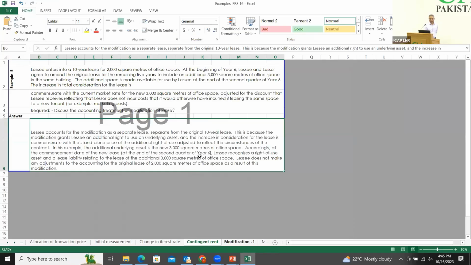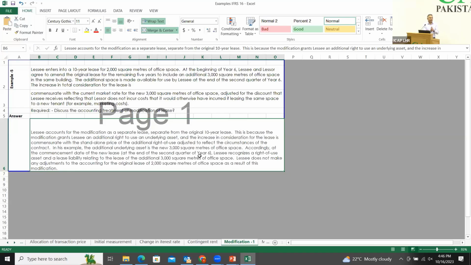So here we have the modification. Lessee enters into 10-year lease for 2,000 square meters of office space. At the beginning of year 6, lessee and lessor agree to amend the original lease for the remaining 5 years to include additional 3,000 square meters of office space in the same building. The additional space is made available for use by lessee at the end of the second quarter of year 6. The increase in total consideration for the lease is commensurate with the market rate for new 3,000 square meters of office space. What does it mean?